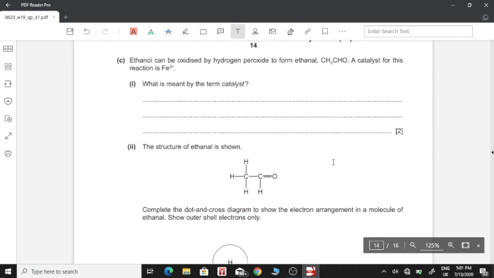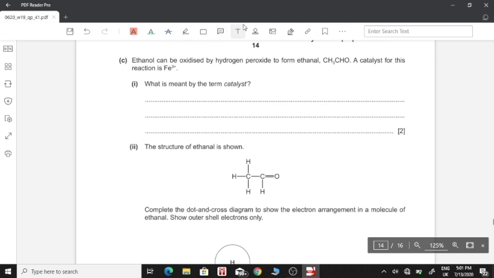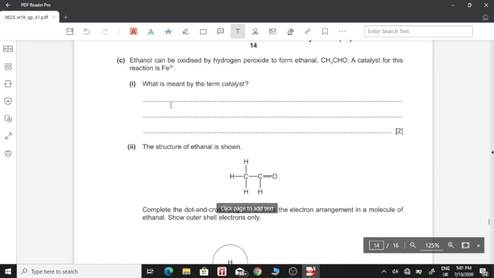Alright, part C. Ethanol can be oxidized by hydrogen peroxide to form ethanol. A catalyst for the reaction is the ion of iron. What is meant by the term catalyst? It is any substance which is used to speed up a reaction but is not used up by the reaction, that is, it remains intact by the end of the reaction.